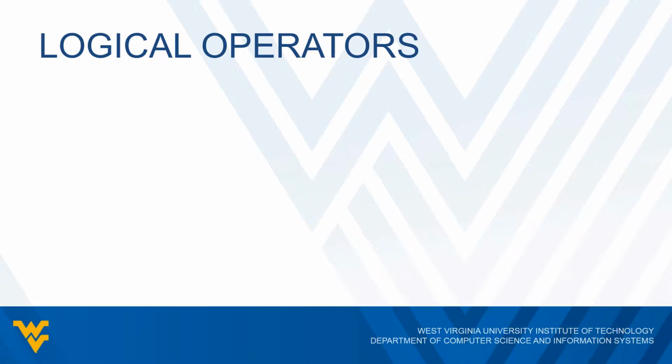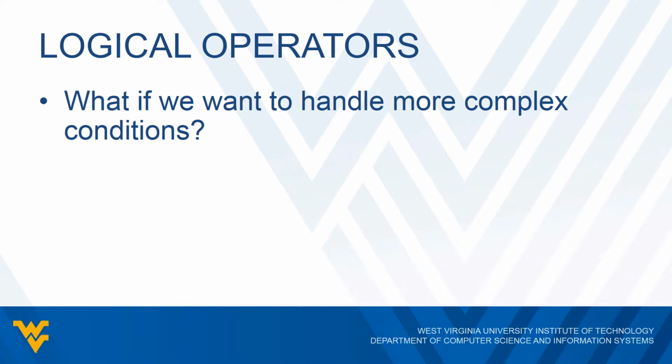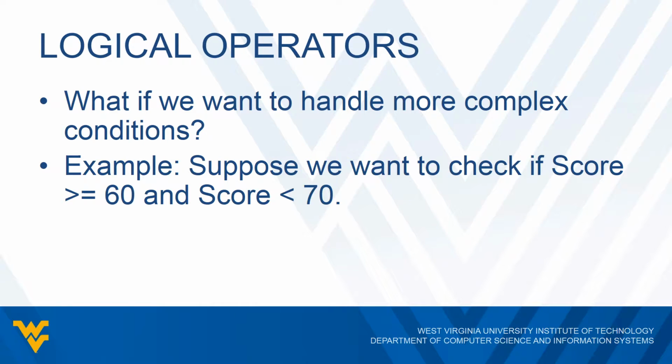One condition was to check to see if the score was greater than or equal to 90. Another one was to check if the score was greater than or equal to 80, and so forth. These are pretty simple. We're just doing a single comparison. Well, what if we want to handle more complex conditions? For example, maybe we want to check two things at the same time. Maybe we want to check to see if the score is greater than or equal to 60 and that the score is less than 70. We can do this, but the question is, how do we do it?